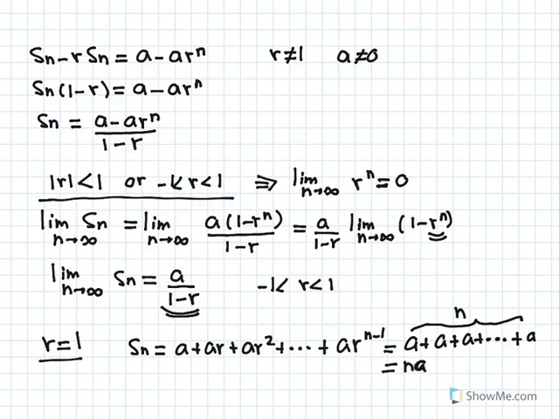So the limit as n goes to infinity of Sn is going to be the limit as n goes to infinity of n times a, and this is of course going to go to plus or minus infinity depending on the sign of a. Now let's consider the case r equals -1.